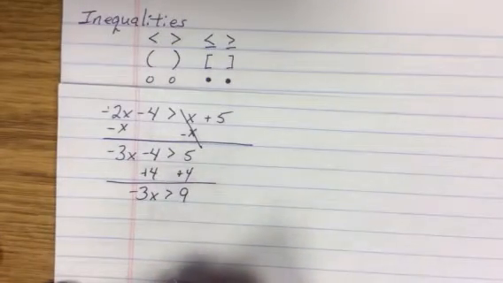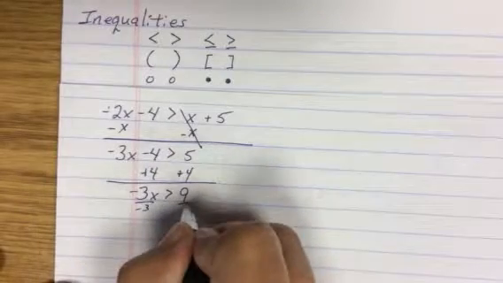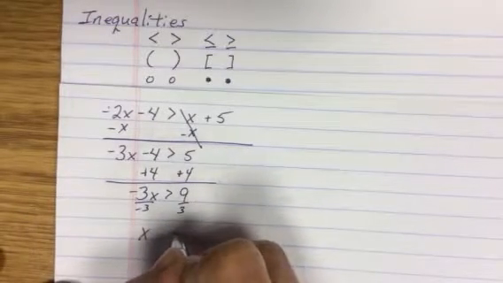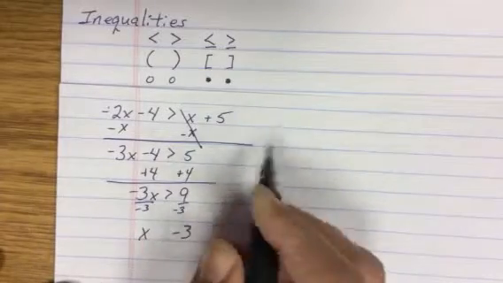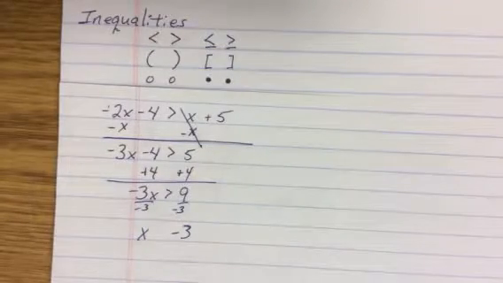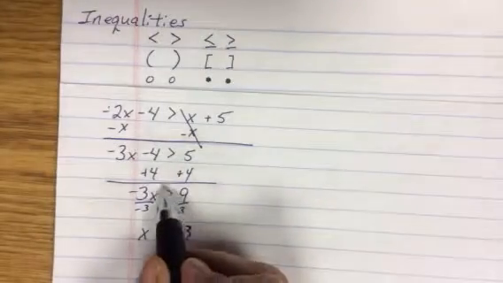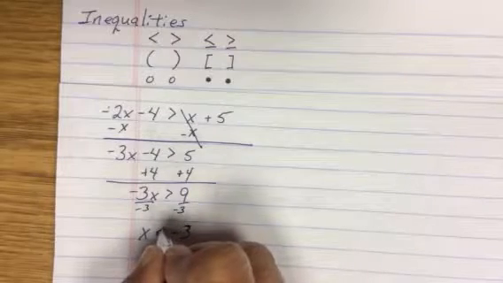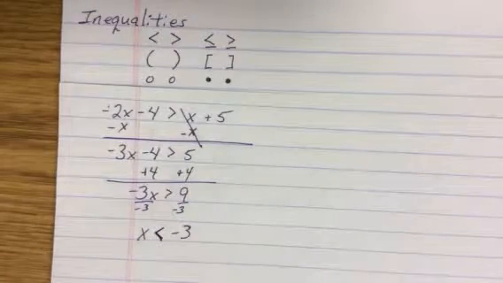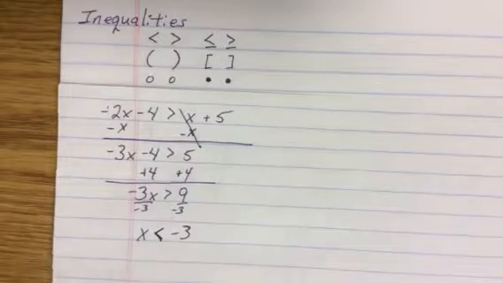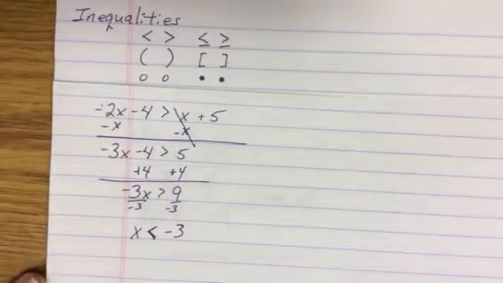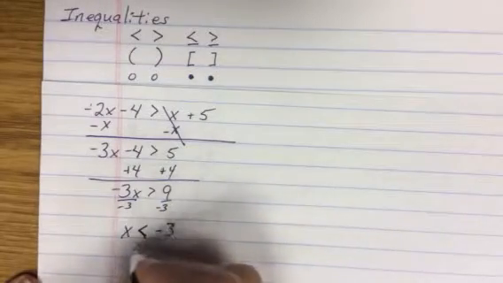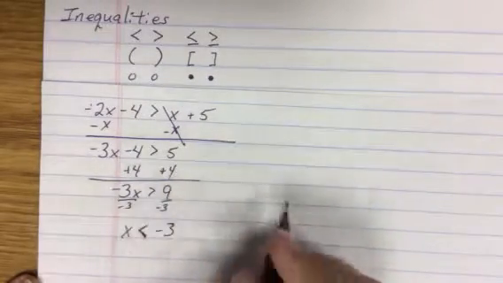Last step is divide. Here's the thing. This time though, because I am dividing by a negative, and this is the only time it happens, when you divide by a negative, the direction of your greater than or less than changes directions. So he went from a greater than to a less than. Okay, again, I have more than one way to solve it. This is the solution, but now I've got more than one way to write it.